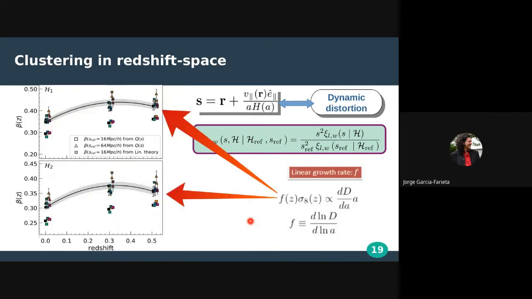From here, we can obtain some constraints on the growth rate, especially when we don't have a bias parameter. In the case of pure dark matter samples, we can recover the growth rate, but when we consider the halo samples, we instead constrain the beta parameter, the linear distortion parameter that contains mixed information of both the growth rate and a linear bias. We can see here some results of those constraints.